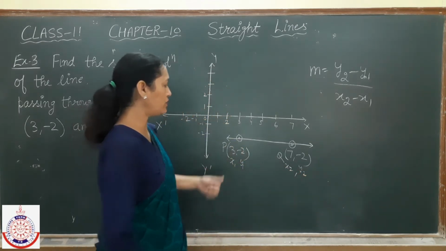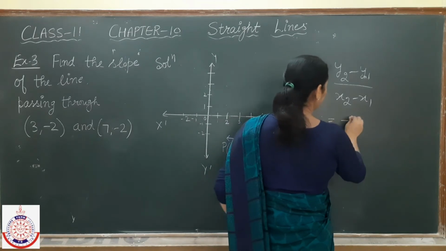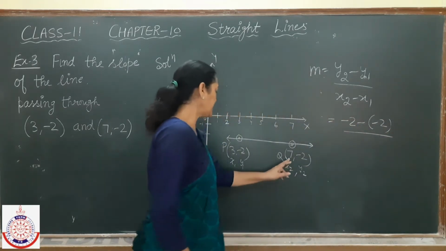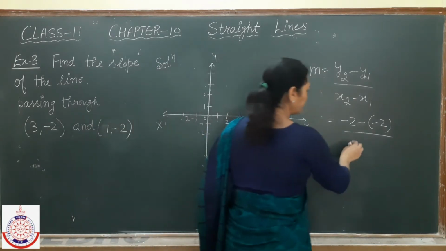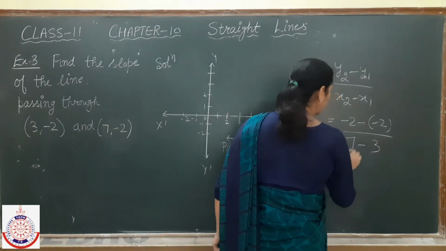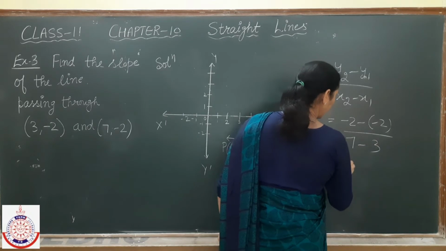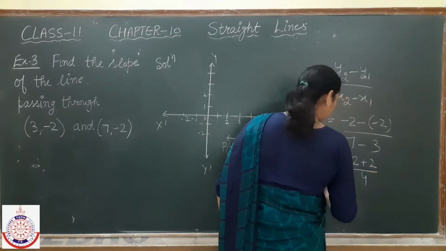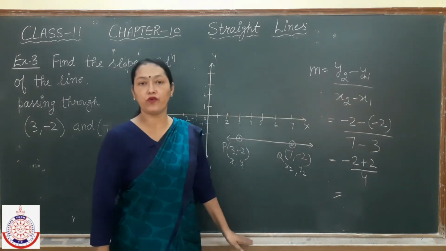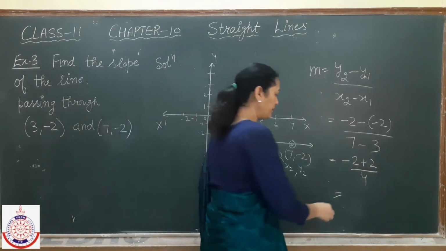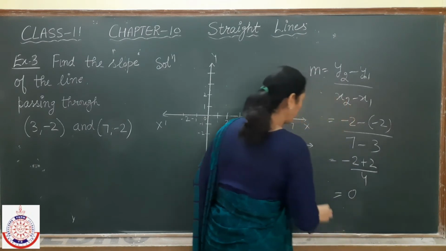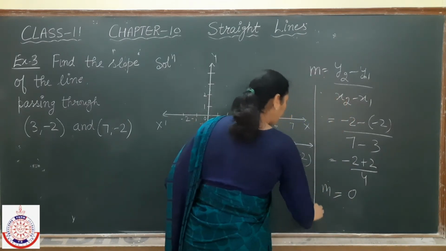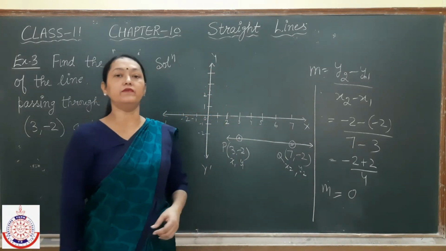So minus 2 minus minus 2 upon 7 minus 3. Minus and minus plus. So what we have obtained? Minus 2 plus 2 upon 4. That means 0 upon 4, which is 0. That means we have got the slope as 0. And I have told you slope for x-axis can come 0.